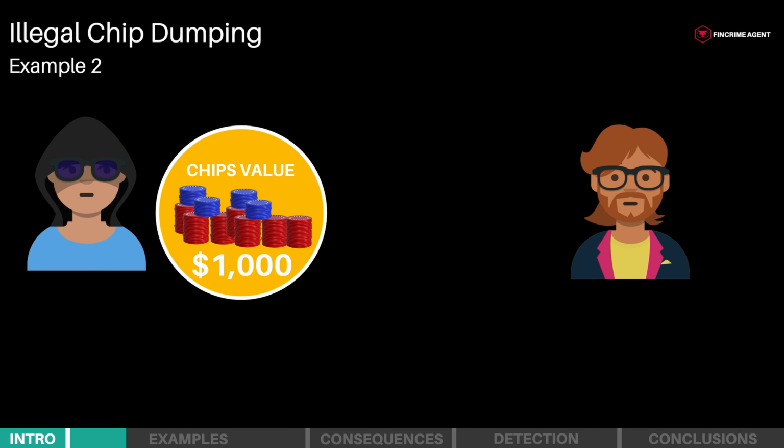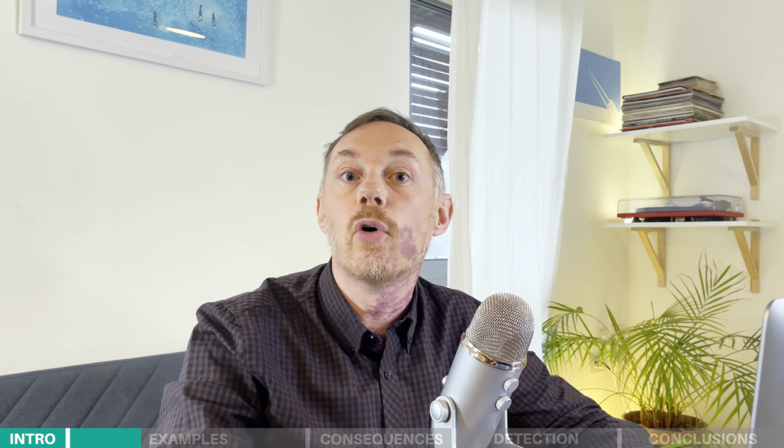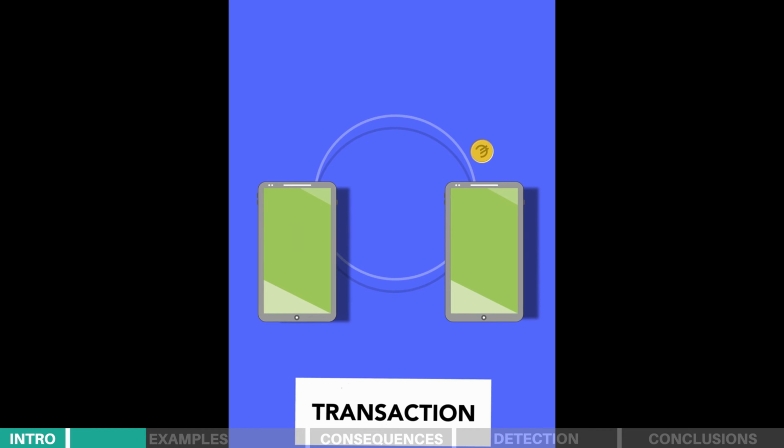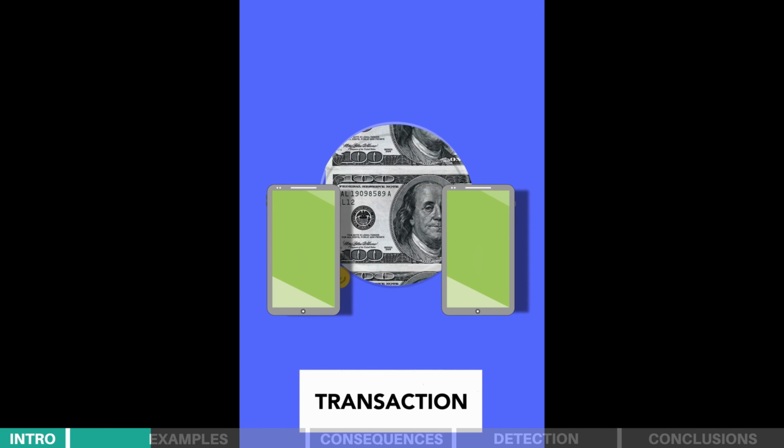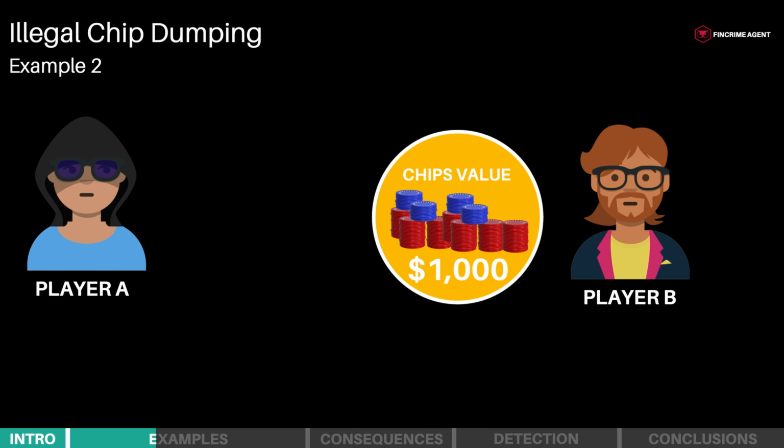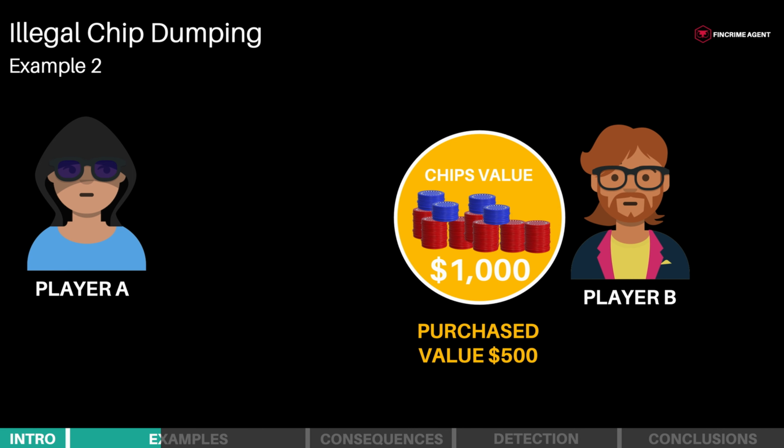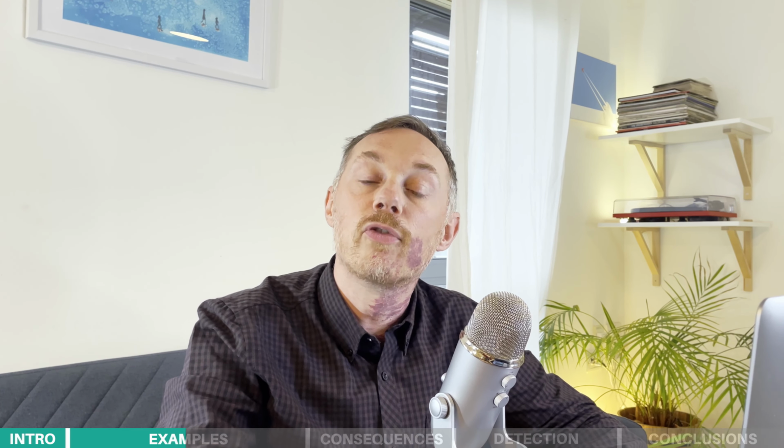Another example of illegal chip dumping is when a player, who we are going to call player B, uses their chips to buy chips from another player in a casino, and we're going to call the second player player A, again with the intention of defrauding the casino or other players. This can be done through a series of transactions where player B buys chips from player A at a lower price and then uses those chips to play at the casino. This allows player A to effectively launder chips and can also allow player B to evade the casino anti-money laundering controls. Lastly, here is a third example of illegal chip dumping involving the use of stolen credit cards.